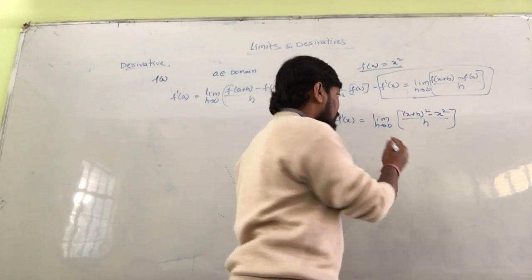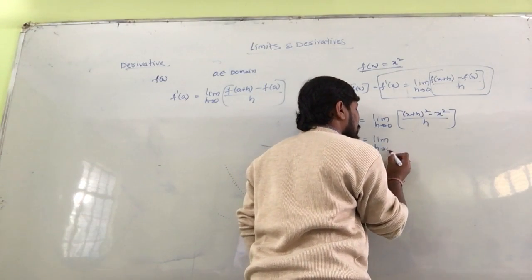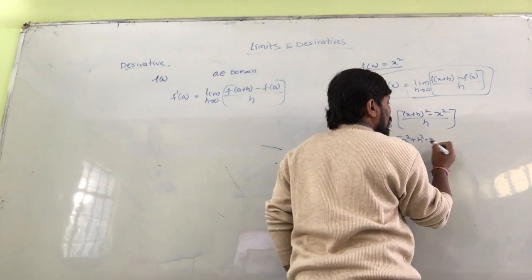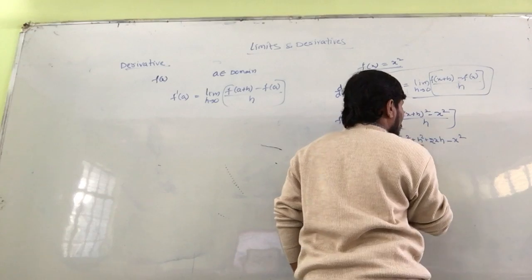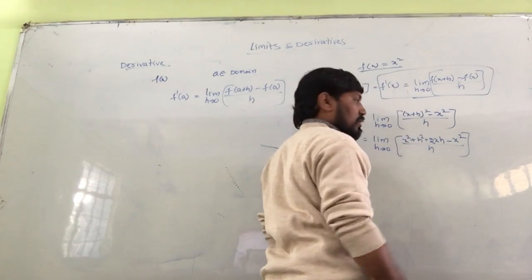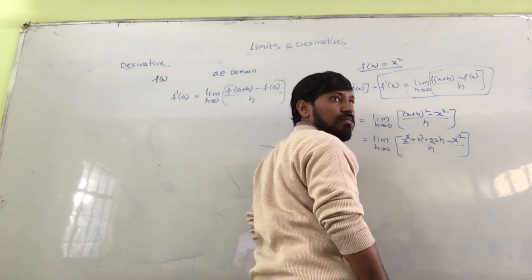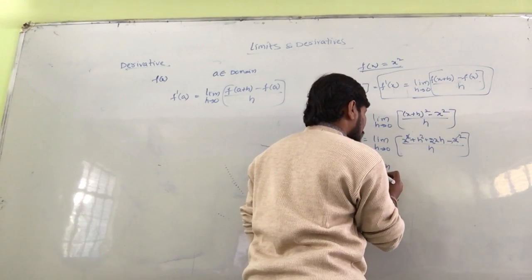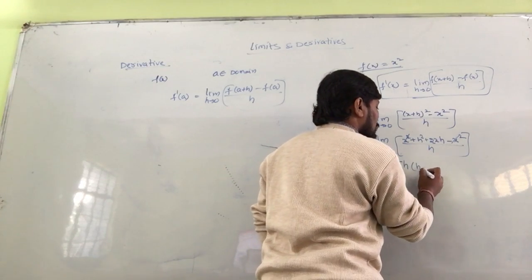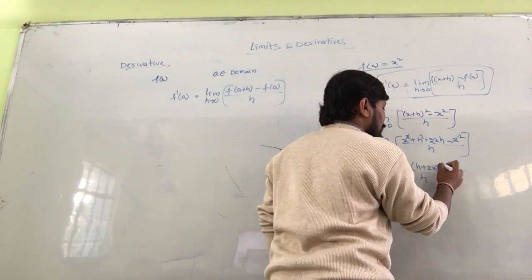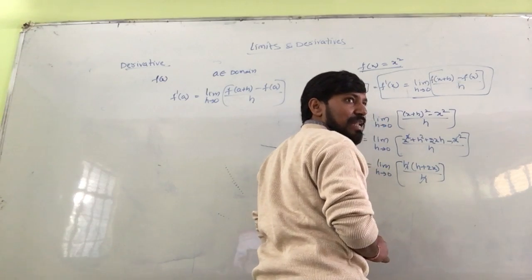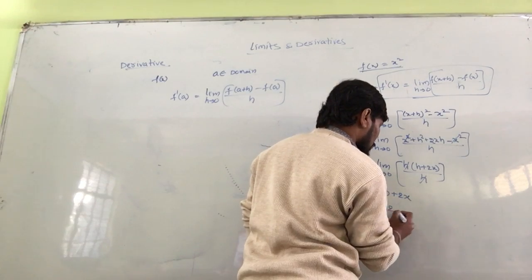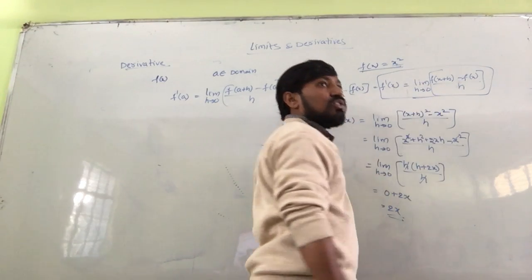Which is equal to limit h tends to 0. Expand this one: x square plus h square plus 2xh minus x square by h. So this x square and x square will get cancelled. Then you can take h common, limit h tends to 0, so h plus 2x you are going to get, by h. Now this h cancels. Now h is equal to 0, substitute here: 0 plus 2x, which is equal to 2x. So the derivative of the function x square is 2x.